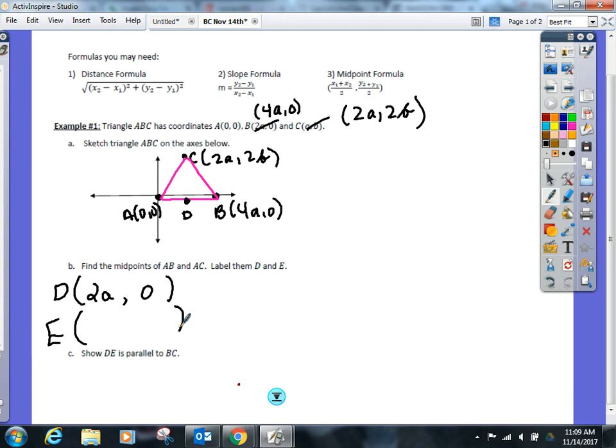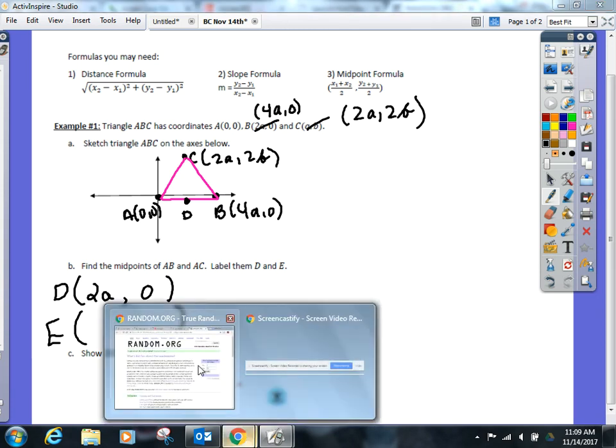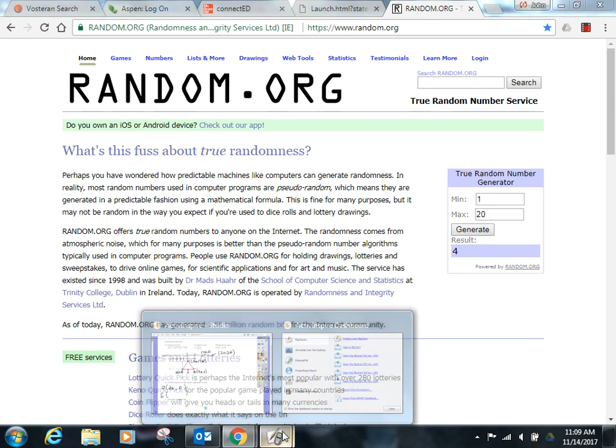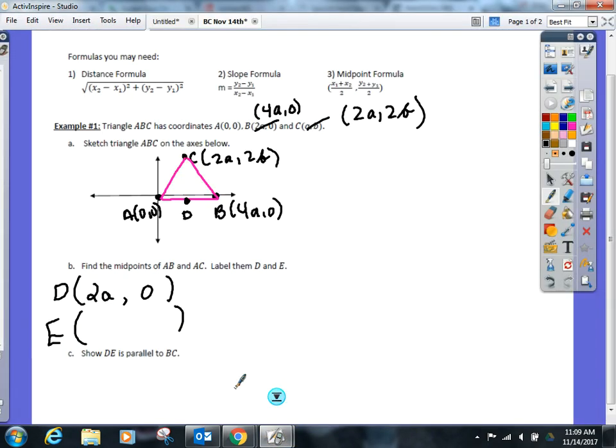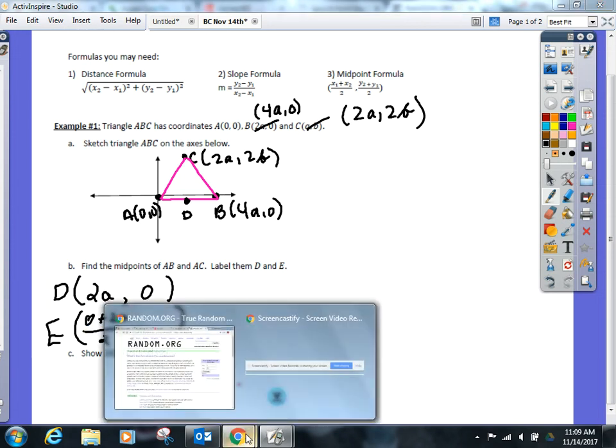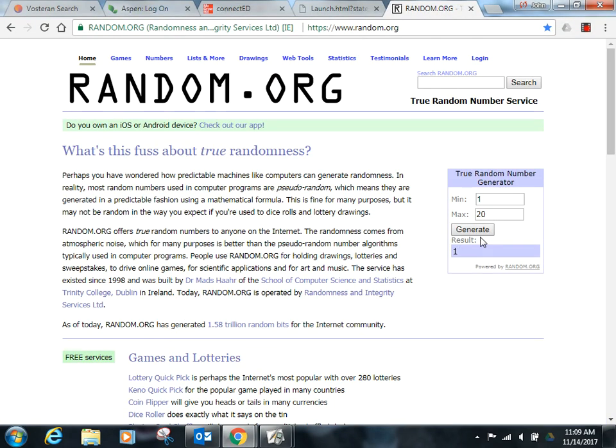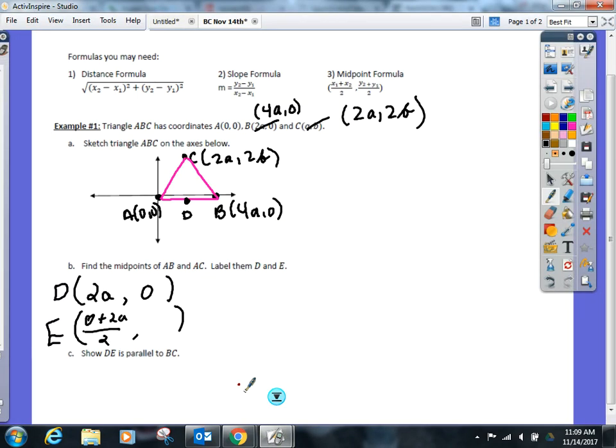So what are your x coordinates for A and C? Here we go. 0 plus 2A, all divided by 2. And then how about the y coordinates? 0, not minus, though. This is the midpoint formula. 0 plus 2B divided by 2. All right, let's keep going. 0 plus 2A.